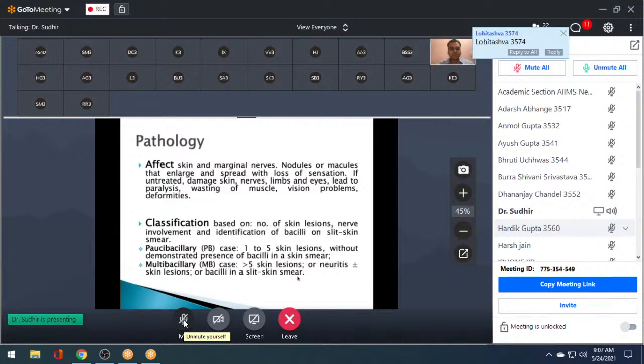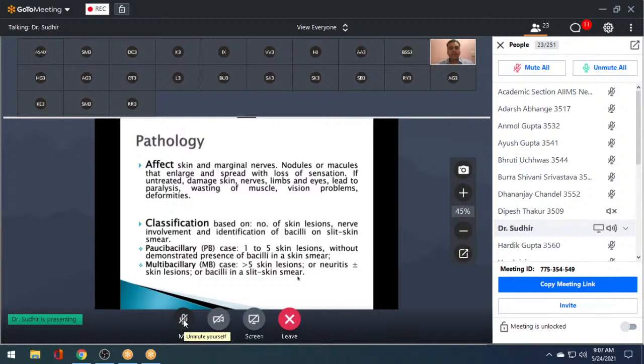So it affects skin and peripheral nerves. Nodules or macules that enlarge can initially be skin lesions, or there may be nerve involvement without skin lesions. Nodules and macules appear on the skin, enlarge and spread with loss of sensation. If untreated, this damages the skin, nerves, limbs and eyes, and leads to paralysis, wasting of muscles, visual problems, and deformities in the body.